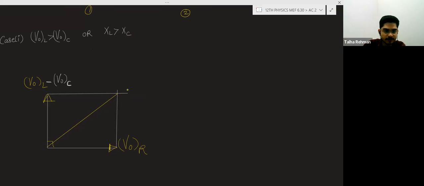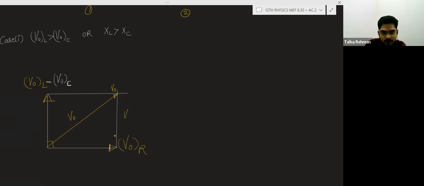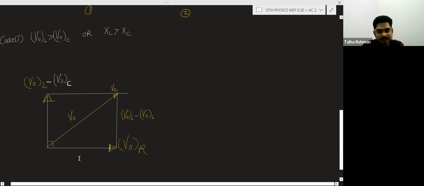This will be the resultant voltage, that is V naught. So how will we find this V naught? I have told you this length is V naught L minus V naught C. This is a rectangle, which means this side becomes equal to this side. So this will be V naught L minus V naught C, and this distance, I have told you, will be V naught R.